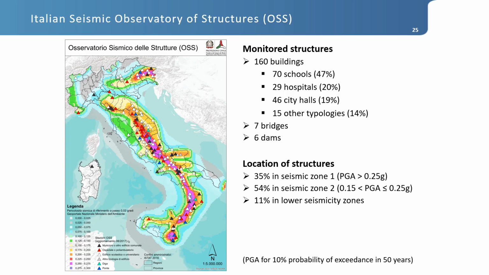And the opportunity came from the Italian Seismic Observatory of Structures, which is a network of monitored structures, including 160 buildings, 7 bridges, 6 dams, which are spread over Italy in different seismic zones. And these monitored structures have recorded a number of earthquakes.